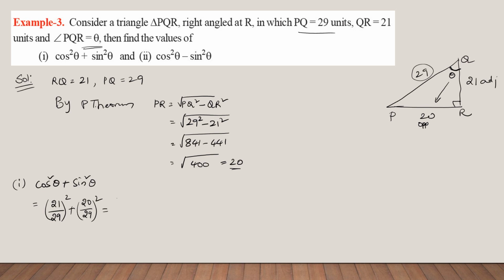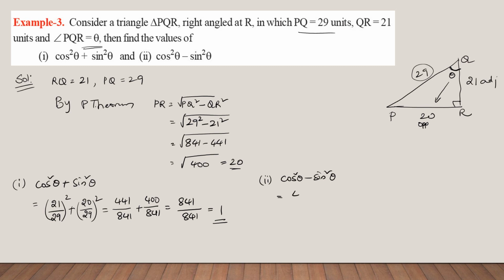Clearly, the numerator is 441 by 841 plus 20 square, which is 400 by 841. Since the denominator is the same, 841, you can directly add up the numerators to get 841. So cos square theta plus sin square theta is nothing but 1. Next, moving on to question number 2: cos square theta minus sin square theta. There is simply a change in sign, and the remaining is all the same.